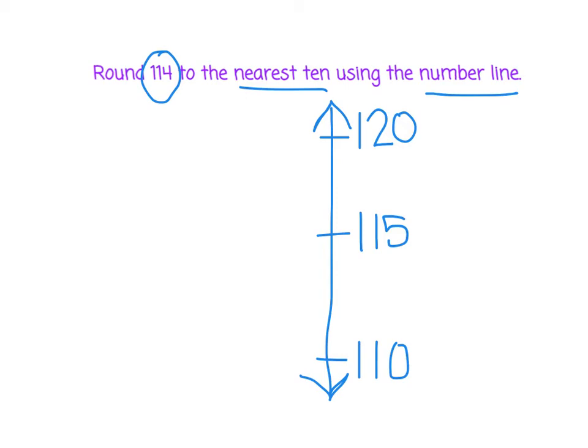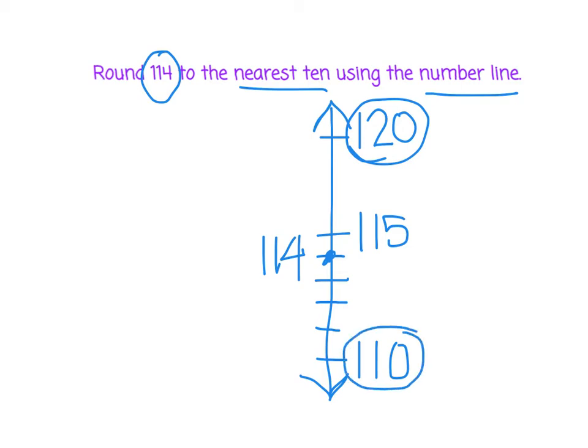Now I need to think about where 114 is going to go on the number line. So let's count up starting at 110 until we get to 114. So here's 111, 112, 113, and 114 would be just below 115. So is 114 closer to 120 or 110? It is closer to 110. So that means that 114 rounds to 110. Go ahead and erase your board and let's take a look at the next one.